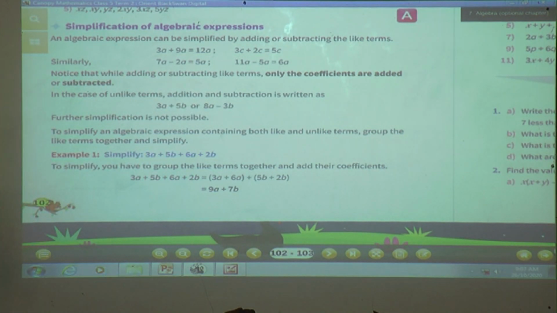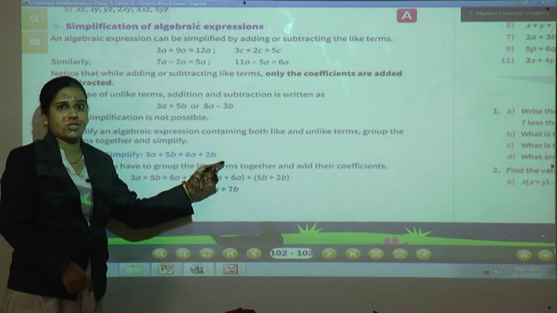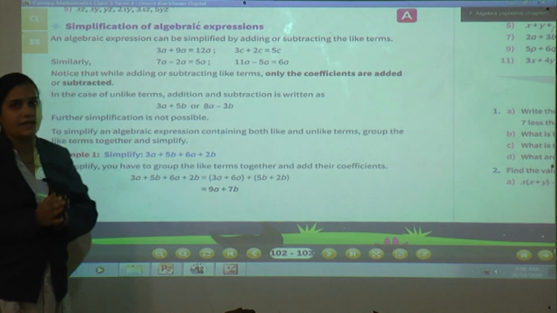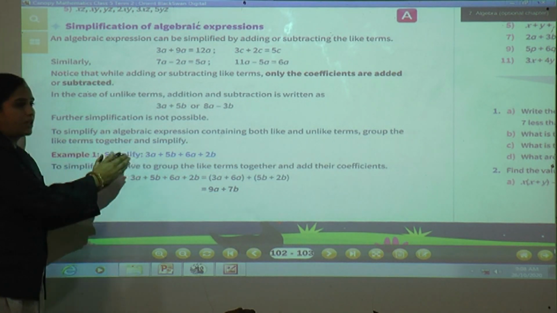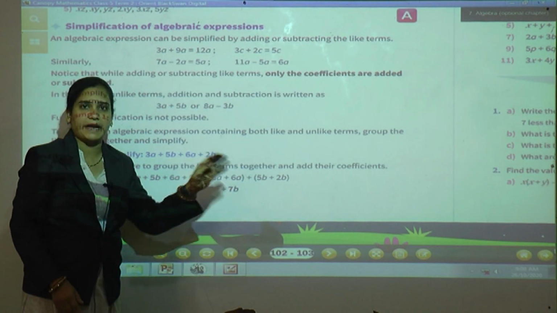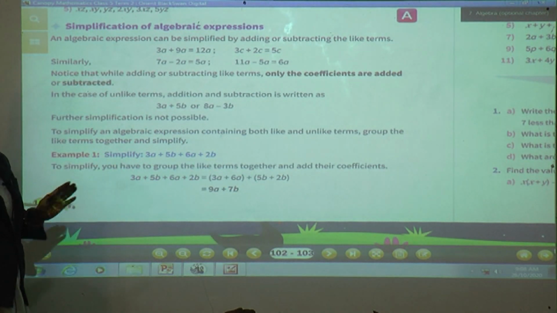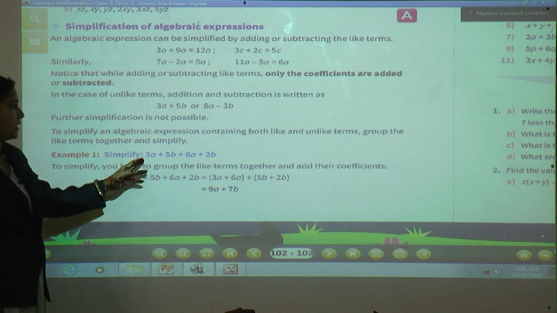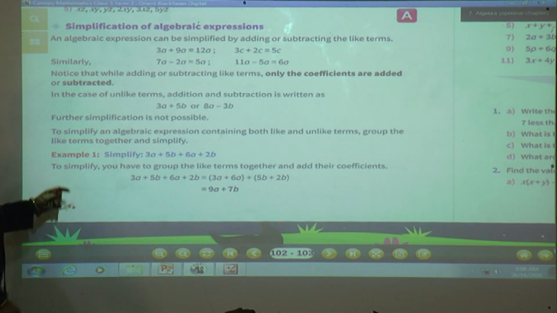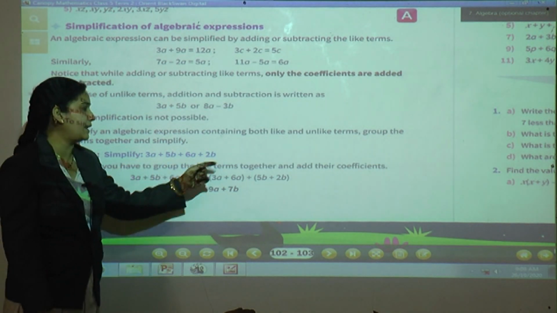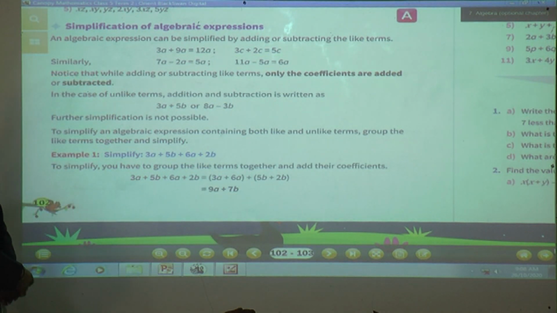Now, to simplify an algebraic expression containing both like and unlike terms, group the like terms together and then simplify. So whenever there is an algebraic expression containing both like and unlike terms, what do we do? We just group the like terms together and keep the remaining unlike terms as they are. And then we solve the expression. Here, simplify 3a plus 5b plus 6a plus 2b. To simplify, you have to group the like terms together and add their coefficients.